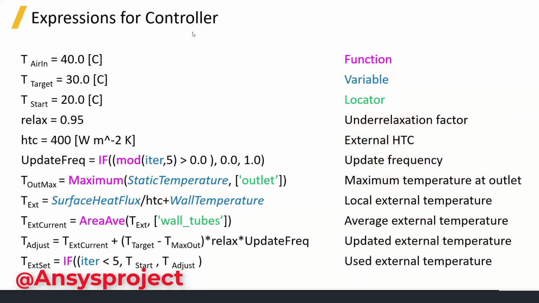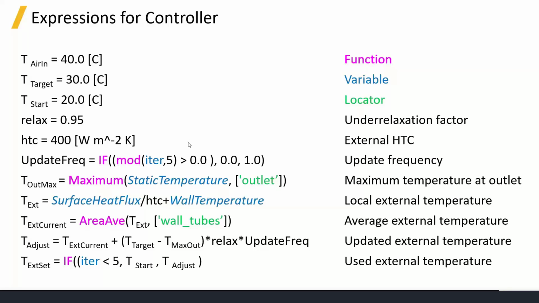So what would our expressions look like? Well, we've got some inlets. So we've got our inlet air, our target temperature we want for the outlet. We want the starting temperature of the walls. Let's do a relaxation factor. We need a heat transfer coefficient to put heat into the flow based on the wall temperature. In this case, it'll be going out into the cold pipes.